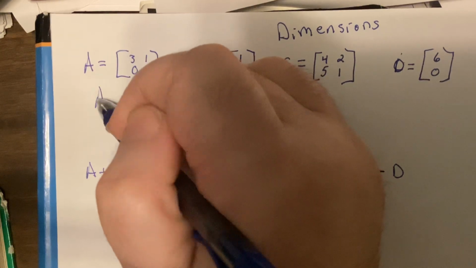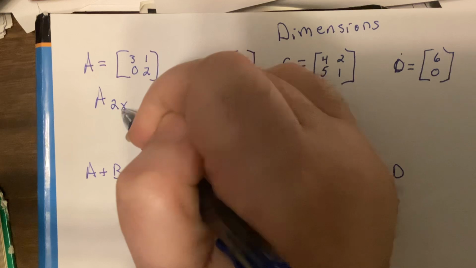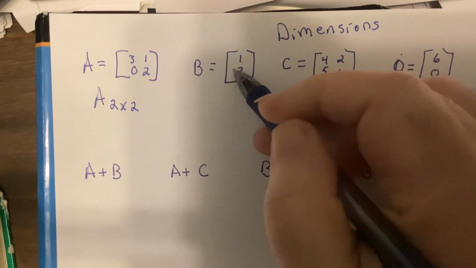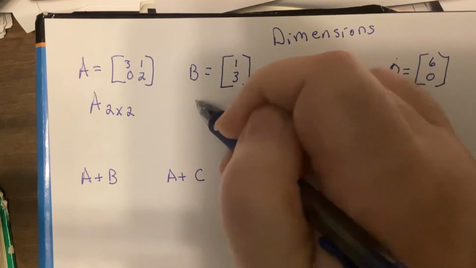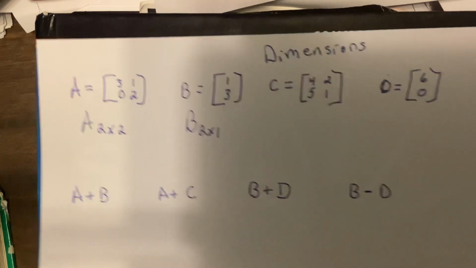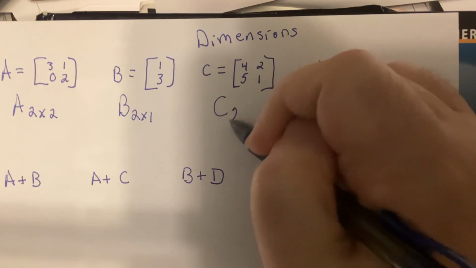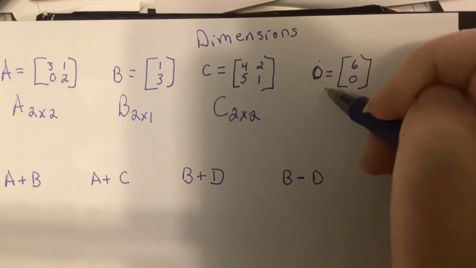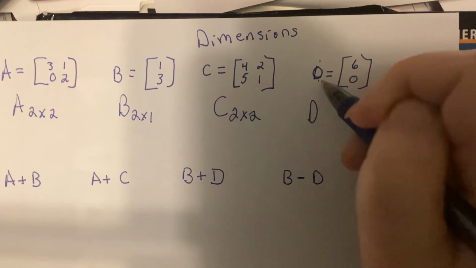So the matrix A is a 2 by 2 matrix. B would be a 2 by 1 matrix. C is a 2 by 2. And D is a 2 by 1. That is a horrible D.